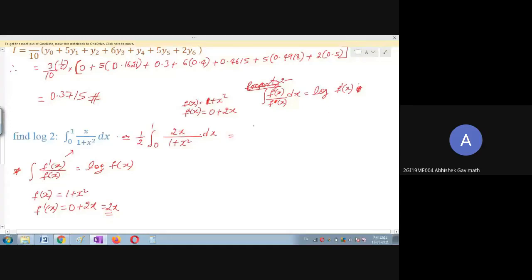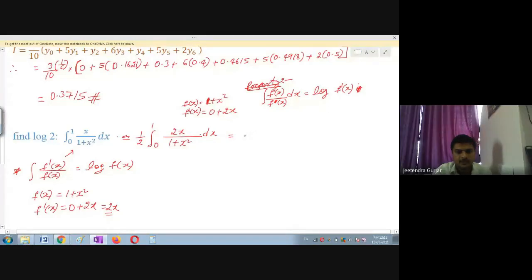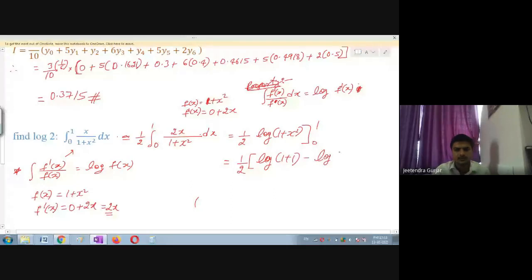Log of 1 plus x square. Yes, very good beta. Keep 1 upon 2 constant outside. This is going to be log of 1 plus x square in the interval 0 to 1. Is it clear? So now I will simplify this. So this is equal to 1 upon 2 as it is. I will substitute here x is equal to 1. So this is going to become log of 1 plus 1 minus, here I will substitute now x is equal to 0. So this is log of 1 plus 0. Okay. Further you can simplify.